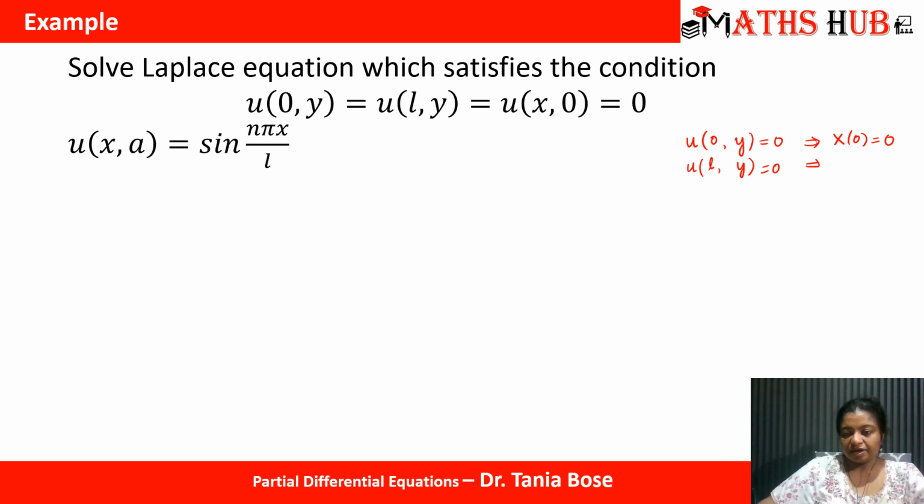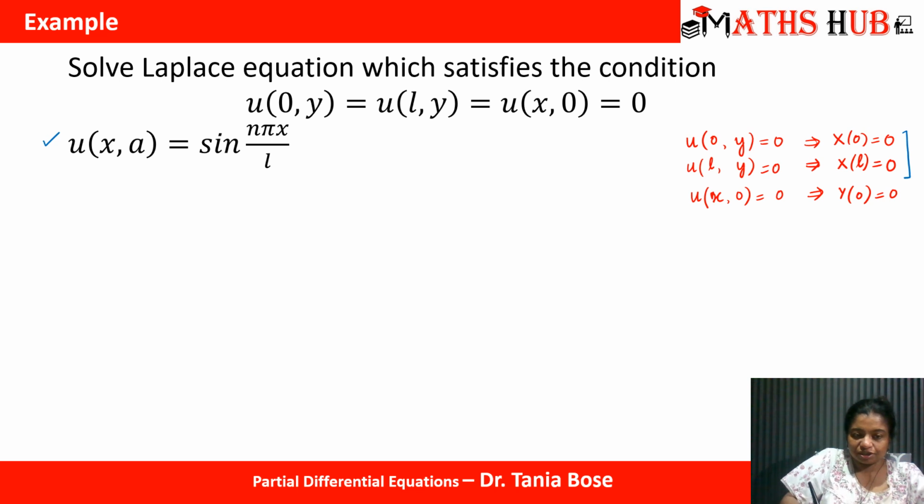So what does it imply? X again, when we put x as L, it is again becoming 0. And the third condition is u(x, 0) equal to 0. That means now the condition is being applied on y. So y at 0 is equal to 0. So if we check now, we have more conditions on the variable x rather than y, right? So these type of problems will come under case 2. And the fourth condition is given to us that we will be using towards the end of the problem, right?